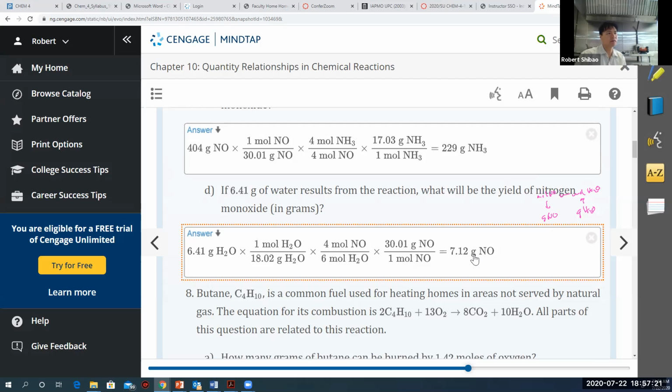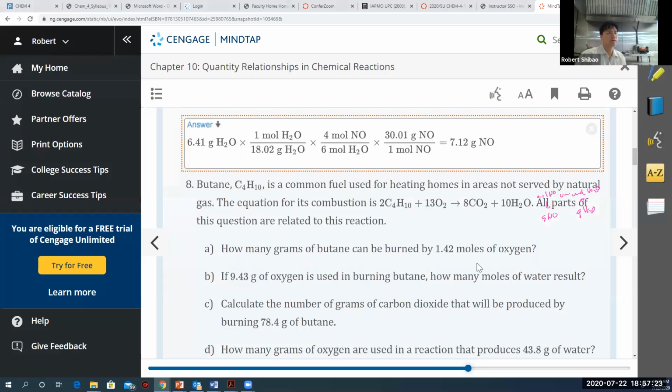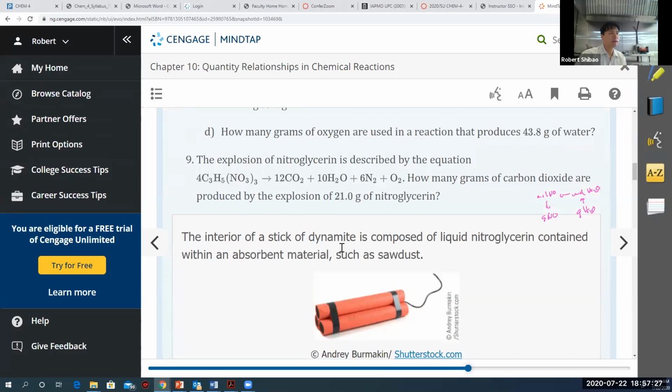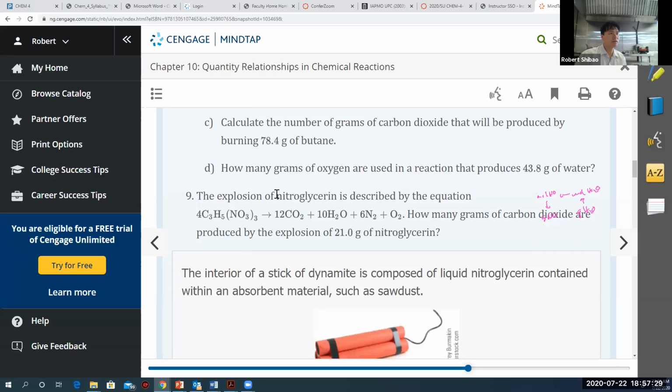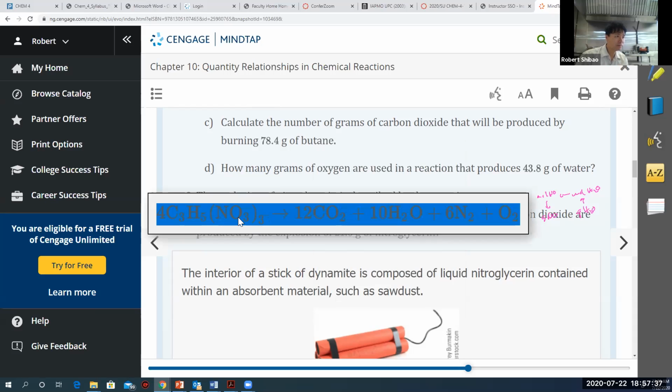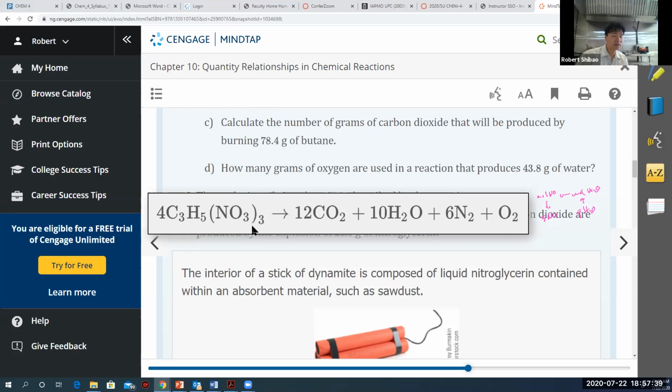It tells us here in the grams. This is dynamite. Dynamite is nitroglycerin here. Nitroglycerin is quite unstable. Take a look. What do you know about nitrates?